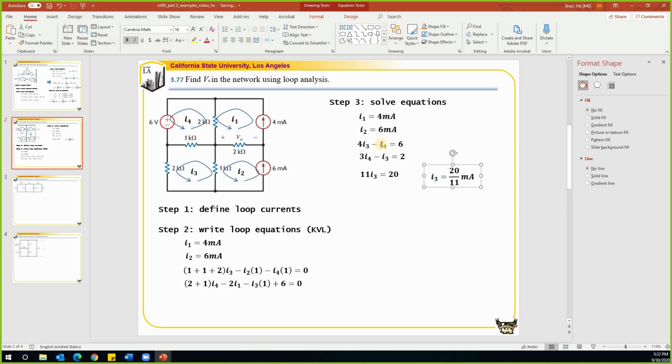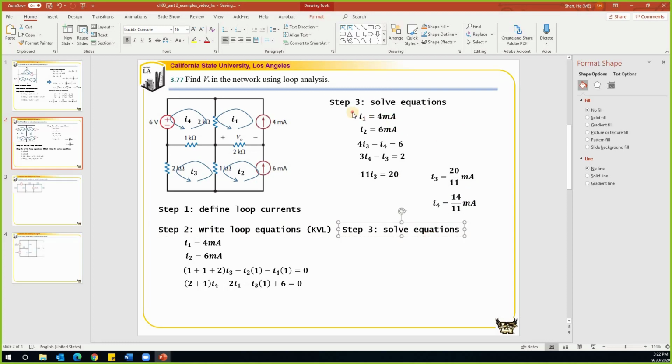Then we can find I4. We can find I4 from this equation. I4 is equal to 4 times I3 minus 6. So 4 times that, the numerator will be 80. 80 minus 66, that is 14. So we have 14 over 11 milliamp. So this is how we find all these loop currents.